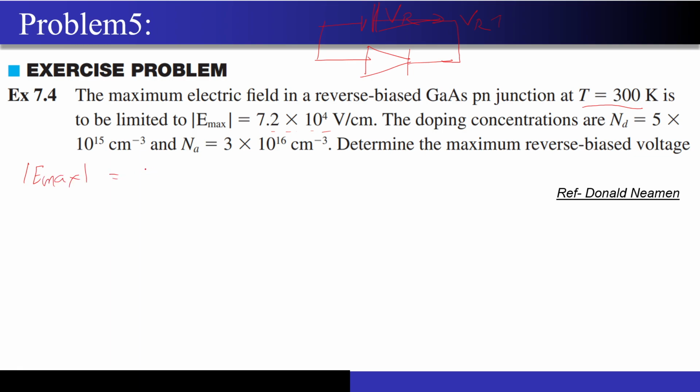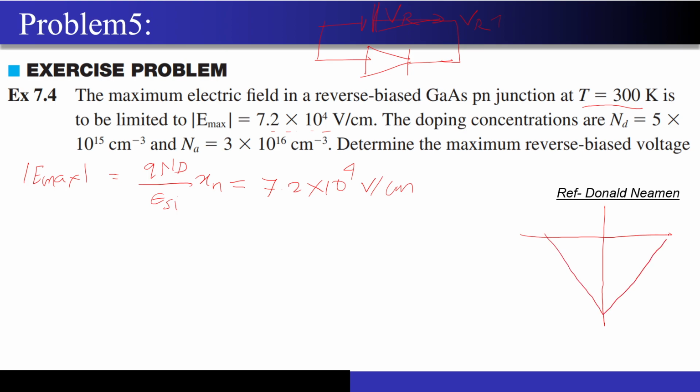When I just did a revision, it is Q times Nd divided by epsilon Si into Xn, correct? And this has been given to me as 7.2 into 10 to the power 4 volts per centimeter. Just to make this picture very clear, I will draw this diagram. This is the electric field diagram that you know, right? X, and this is nothing but your E of X, correct? And this is my Emax, correct? And this is what has been given in the question, correct? So I hope it is clear now.